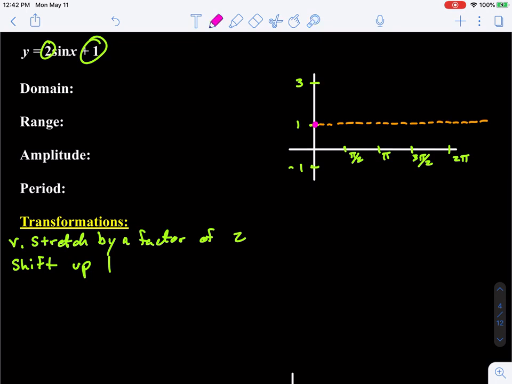So what we're going to do is just plot the points. At the next x value, you've got a high point, central axis, low point, central axis.